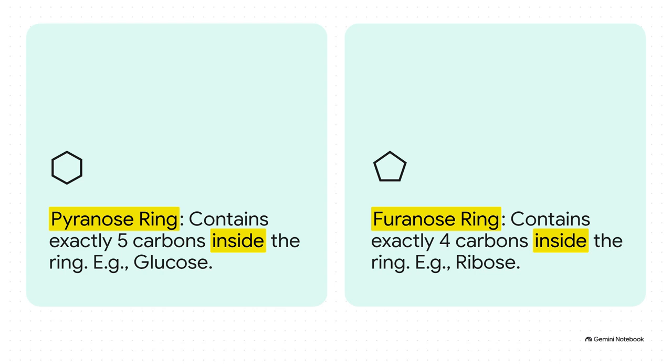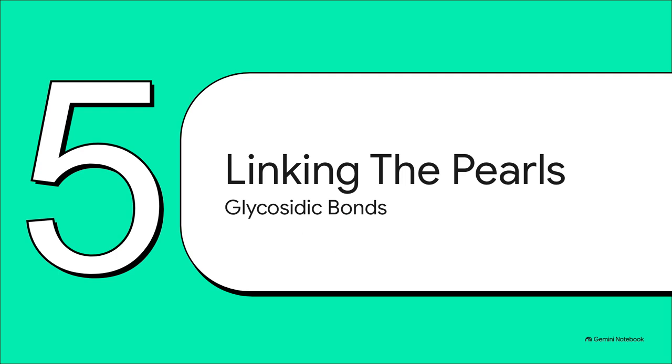Now, if we put one of these individual sugar pearls under a microscope, we see they usually form ring shapes. And the shape really matters. A pyranose ring is a structure that contains exactly 5 carbons sitting directly inside the ring itself. Glucose is a perfect example of this. On the other hand, a furanose ring contains exactly 4 carbons inside its main ring structure, like ribose, which is the sugar found in our RNA. Keep in mind, these sugars might have more carbons in total, but those extra carbons just hang on the outside of the ring. Let's move on and see how this builds in Section 5.